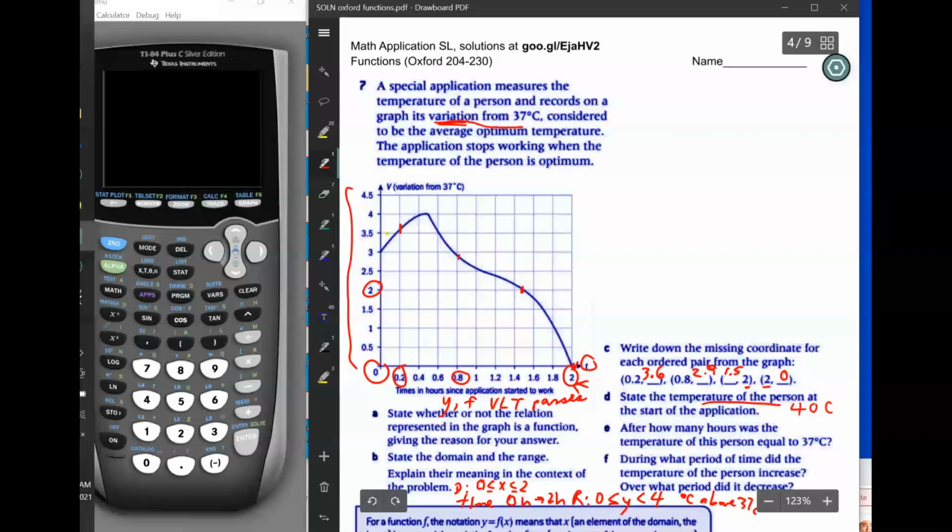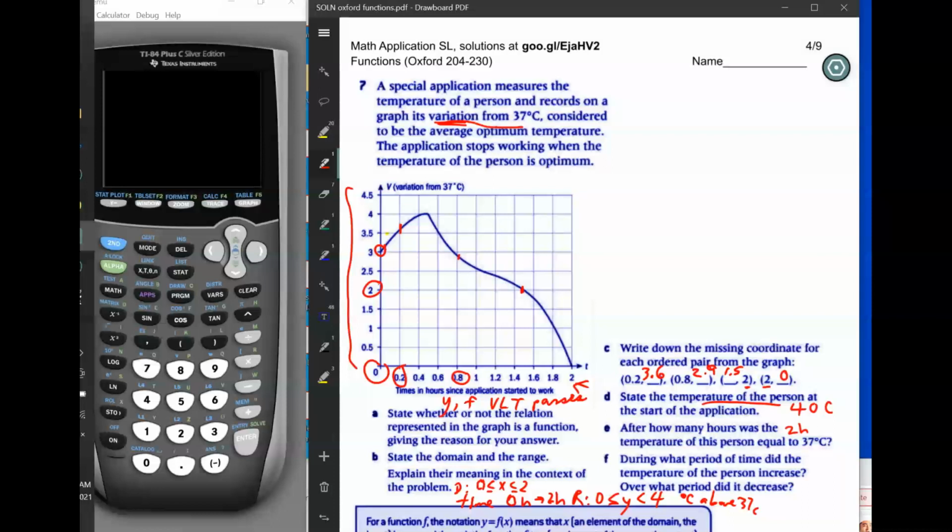After how many hours was the temperature of this person equal to 37? Okay, so it starts out at 40, right? And it goes up, and then it comes back down again, and finally it gets back to V equals 0 here. And remember, for V equals 0, you add that value to 37 because this is a variation from 37. So it actually returns to 37 at T equals 2, right? So 2 hours.